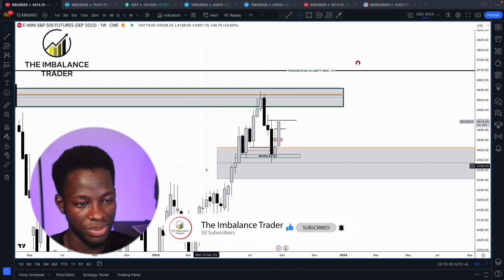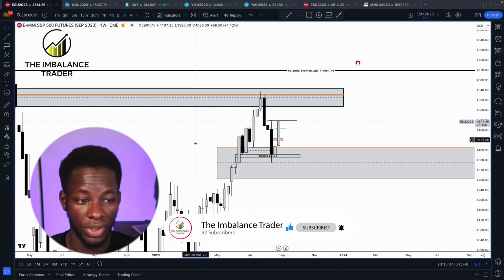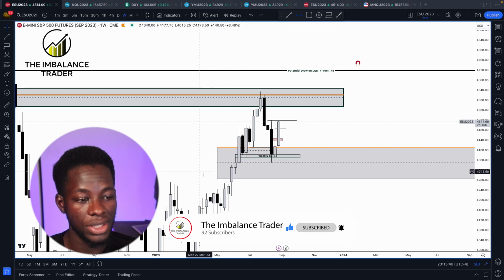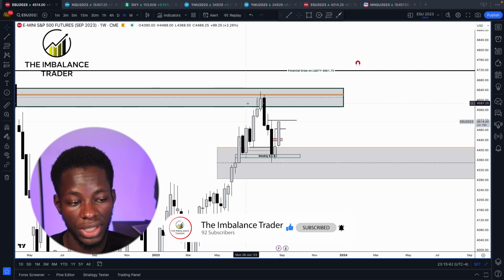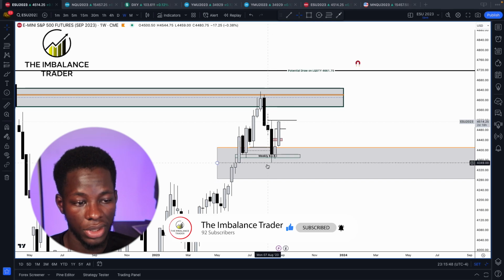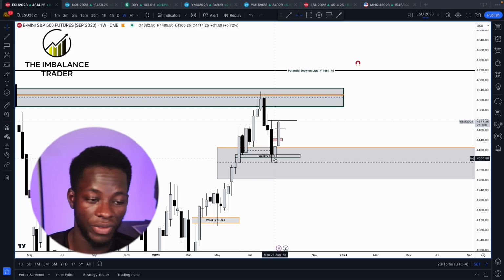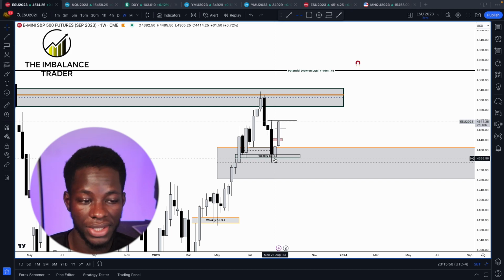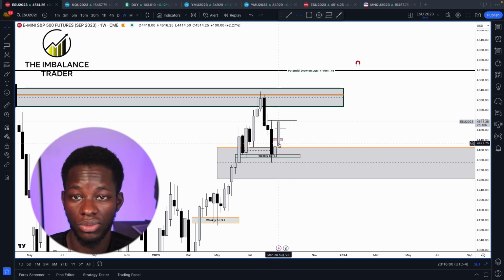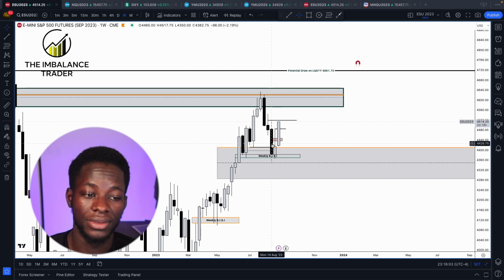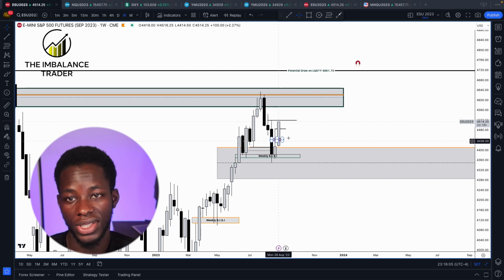Pretty much this has been August, and we're at the last week of August. As you can see here, this is a monthly fair value gap. We dropped into the monthly fair value gap all the way to the consequent encroachment of the fair value gap, which is the 50% of the fair value gap. Price rejected, closed bullish last week, and it's been bullish this week as well.